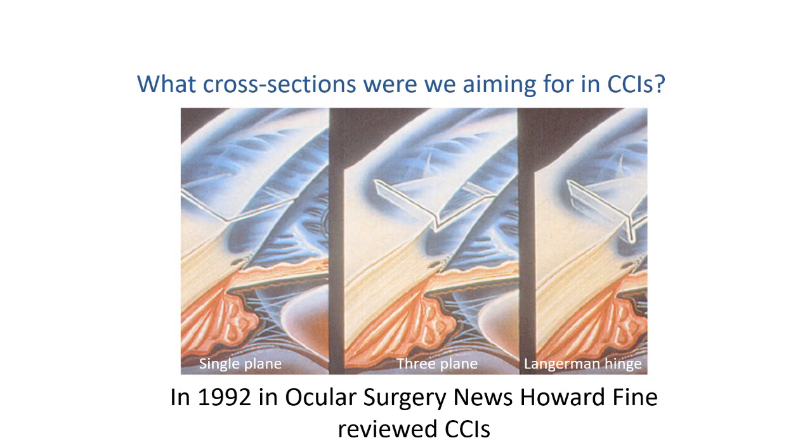So what cross-sections were we aiming for in our clear corneal incisions? In 1992, in Ocular Surgery News, Howard Fine reviewed clear corneal incisions, and he showed pictures of a single plane incision on the left, a three-plane in the middle, and a Langermann hinge on the right. In fact, this representation is not the way that these incisions perform, as you'll see later on when we look at the OCTs of the wounds.